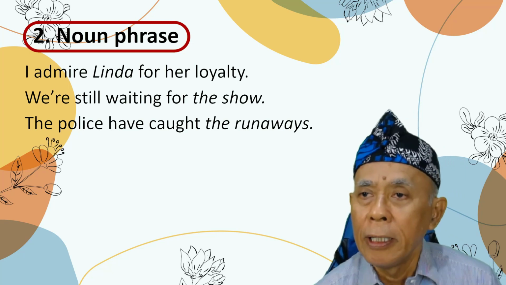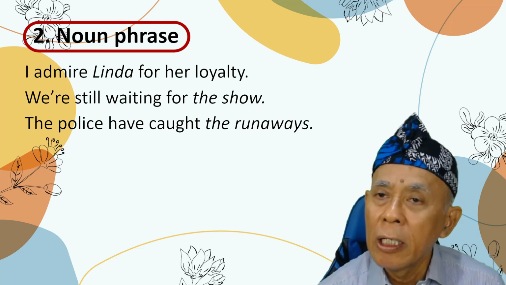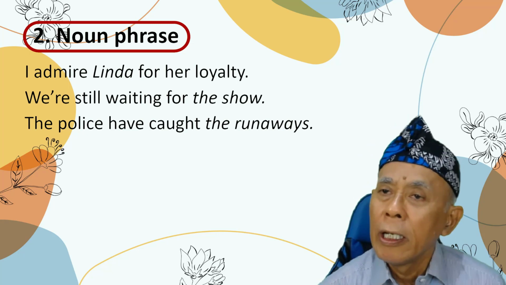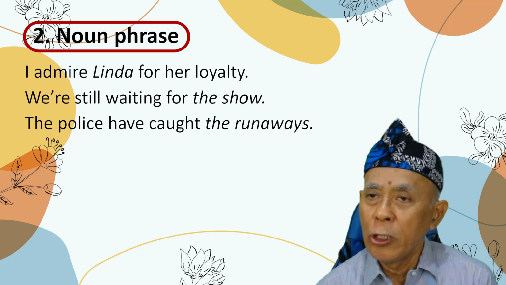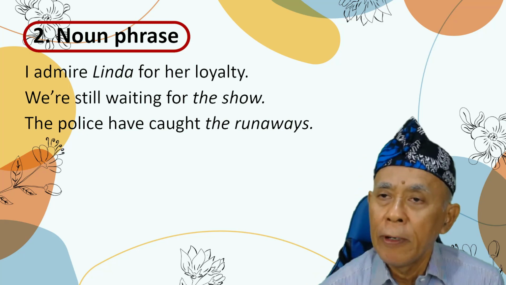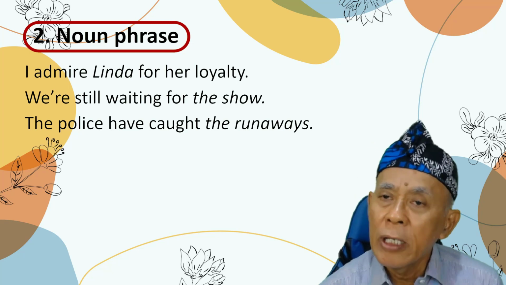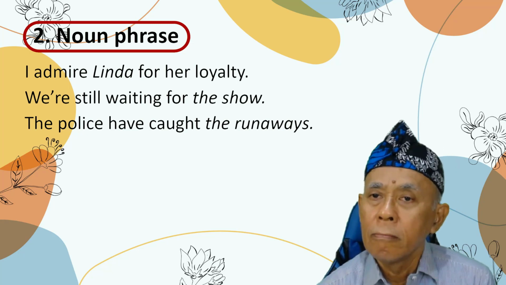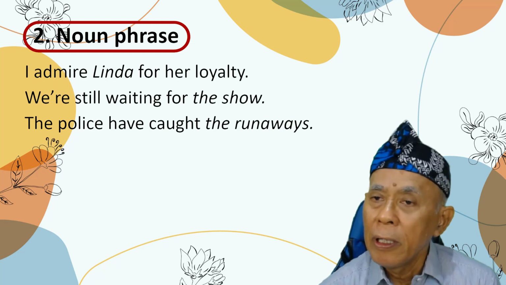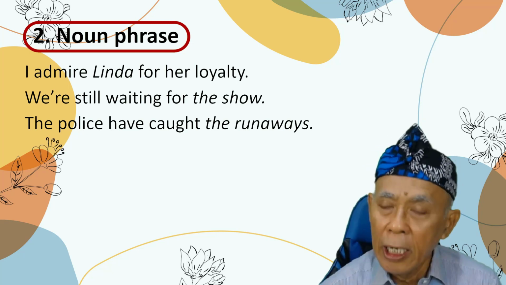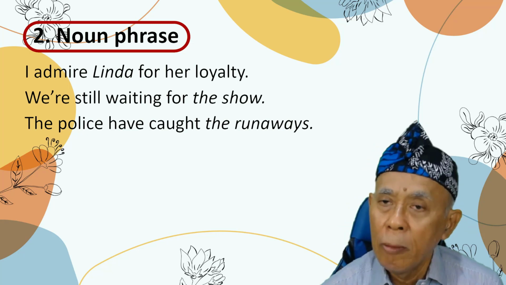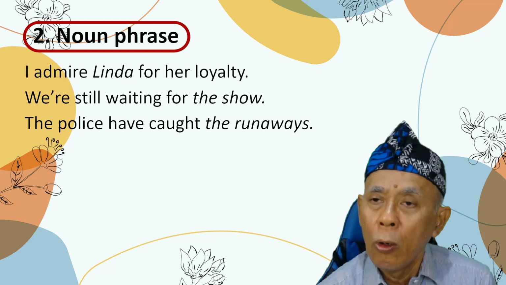The second form of object is a noun phrase. We have, I admire Linda for her loyalty. Linda here is a noun phrase. It's only a single word, but the function of the single word here is the same as a noun phrase. It's a proper noun. We are still waiting for the show. The show here is a noun phrase. The police have caught the runaways. The runaways here is a noun phrase. So the second form of an object is a noun or noun phrase.